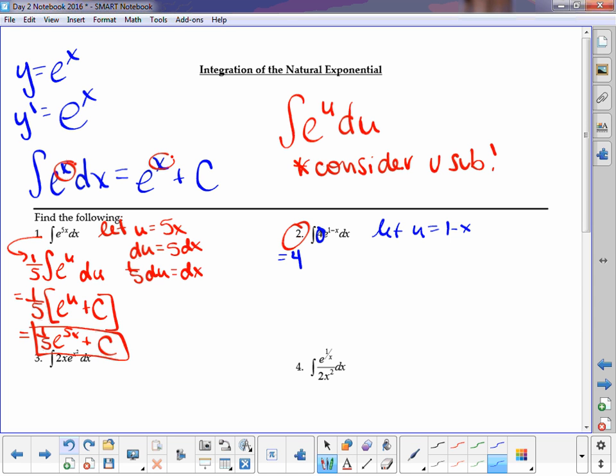Okay. So if I let u be 1 minus x, du is what? Negative dx. Okay. Do I have a negative already, though? No, I just have dx. So let's go ahead and rewrite this. So negative du is dx. Okay. So now when we go and rewrite this in terms of u, so I have the integral. I wouldn't have brought that 4 out, so this would be e to the u. dx is negative du.